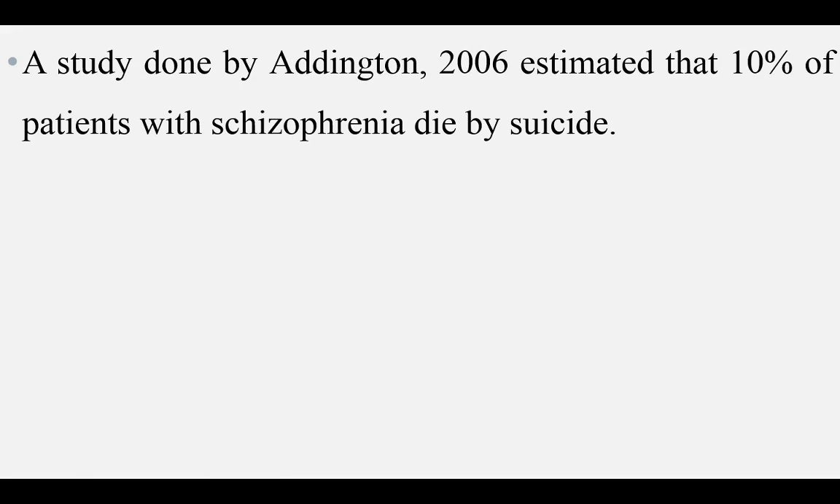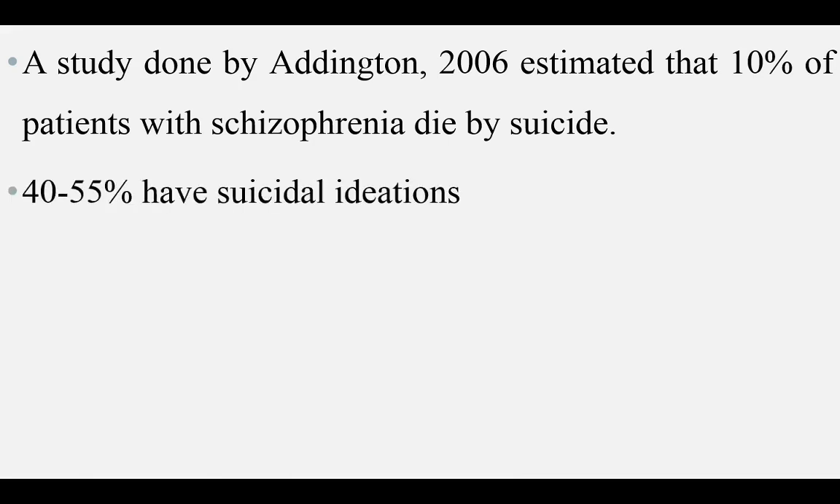Now, what comes under thought control? You all know we have thought insertion, thought withdrawal, thought broadcasting, right? And then we have made volition. That means a person is made to act under the behest of some voice that tells them to do so, because remember, they have disturbances in perception. If they have disturbances in perception, they have marked hallucinations. So when they have auditory hallucination, a voice commanding them, most of the literature says, most of the studies say that 10% die by suicide.